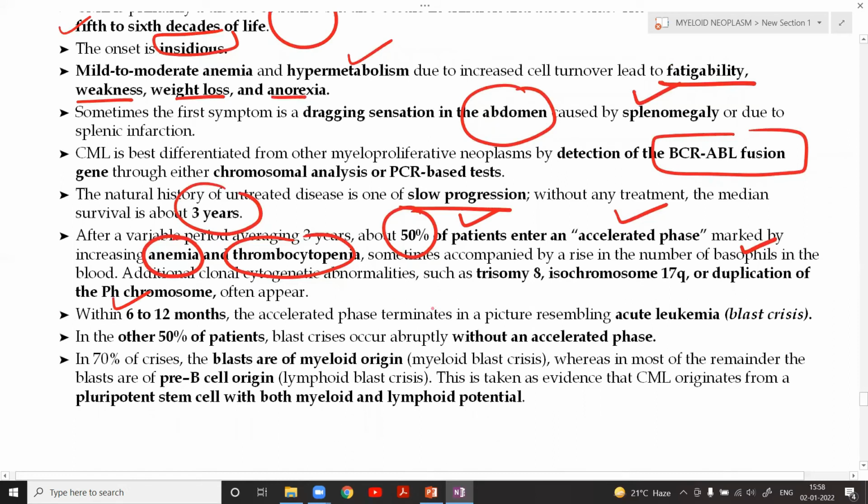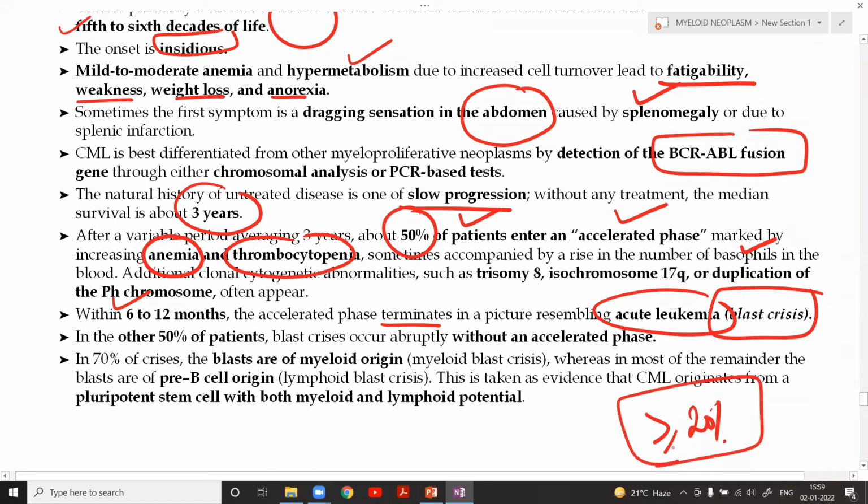Now, within 6 to 12 months, the accelerated phase is terminating into acute leukemia. So for example, a patient develops CML, you did not give any medicine. Over a period of time, 50% of those cases went into accelerated phase with an increased blast count and with increasing episodes of thrombocytopenia, anemia, and increased WBC count. Then after another 6 to 12 months, this patient in the accelerated phase will go into the terminal phase, that is the blast crisis. In the blast crisis, one thing is very important: the blast count becomes more than or equal to 20%, which is the WHO definition for labeling a case as acute leukemia.